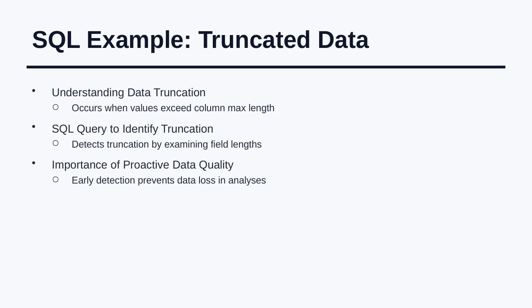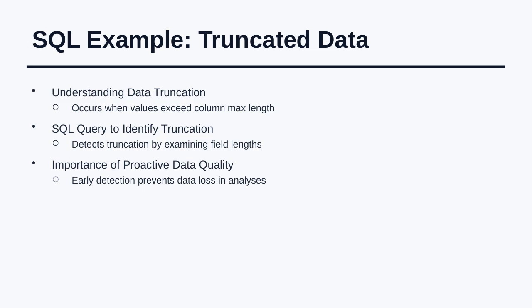Data truncation happens when the data being loaded into a table exceeds the maximum length allowed for a column, causing the data to be cut off or shortened. This can lead to incomplete or inaccurate information, which in turn affects reporting and analysis. To catch this issue early, we use SQL queries that check the length of data fields against their defined column sizes. By identifying where truncation occurs, we can fix the problem before it impacts downstream processes.